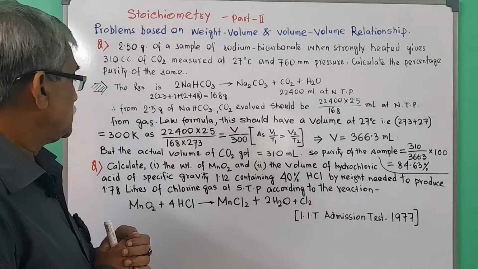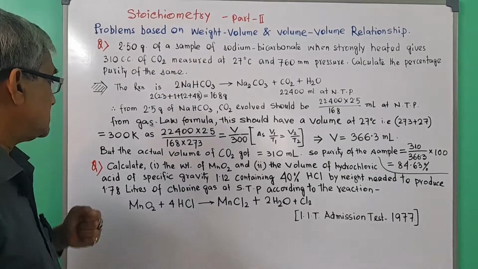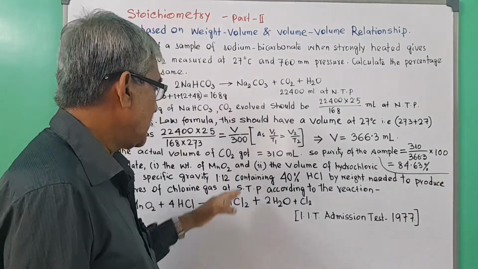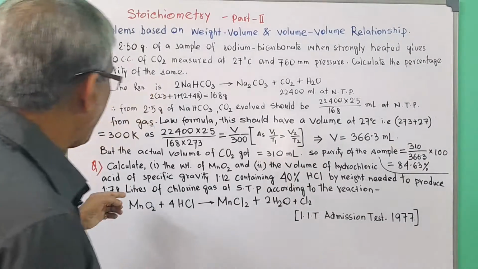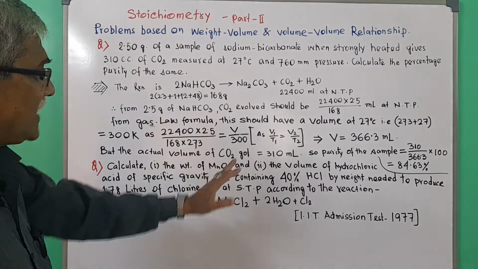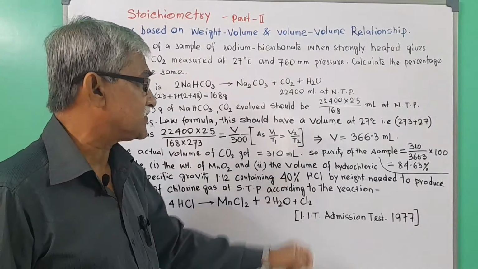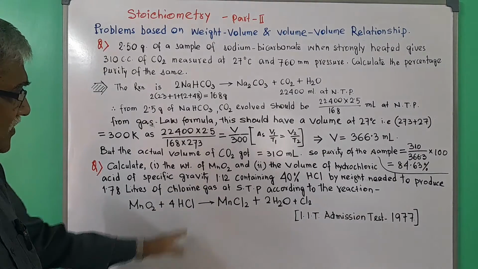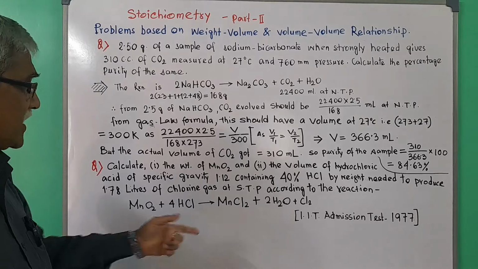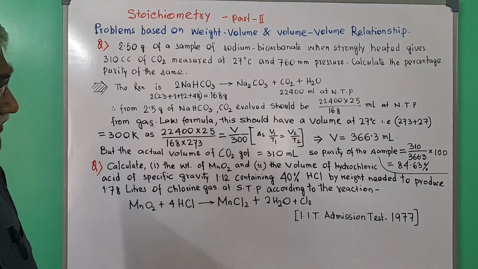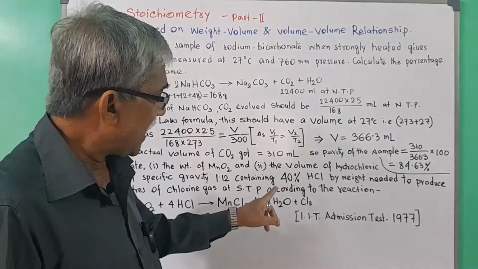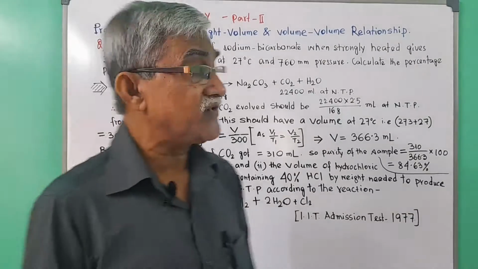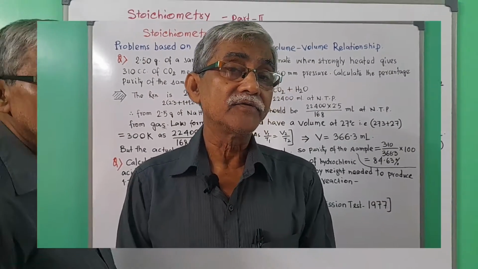Okay. So let us take another question in this regard. Calculate the weight of MnO2, manganese dioxide, and the volume of the hydrochloric acid of specific gravity 1.12 containing 40% HCl by weight needed to produce 1.78 liters of chlorine gas at STP according to the reaction MnO2 plus 4HCl turns into MnCl2 plus 2H2O plus Cl2. This was a question that was placed in the IIT admission test in the year of 1977.